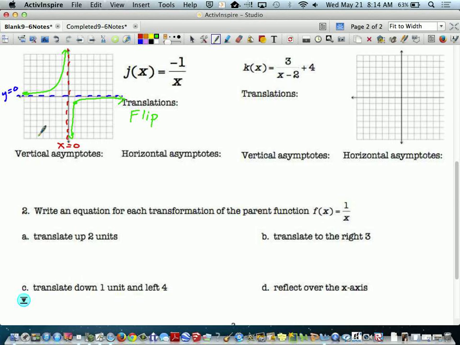The second one, now it has both a vertical and a horizontal movement to it. So what does the negative 2 do to our function? X minus 2 in the bottom is going to shift us to the right 2. Well, that means I should move my vertical asymptote to the right 2. What about our plus 4? That's going to move us up 4. So let's go up 1, 2, 3, 4.